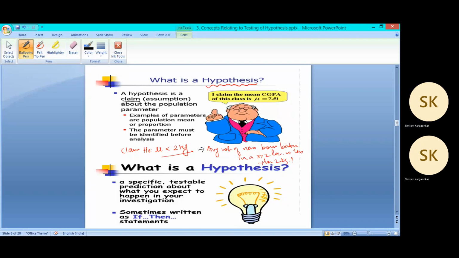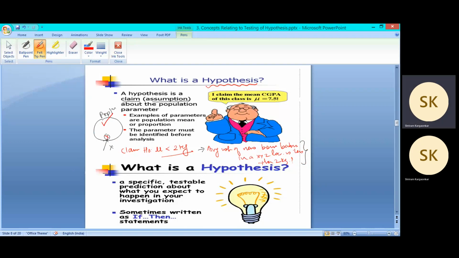So a hypothesis is nothing but a claim, an assumption made about the population. I am not talking about the sample. Please understand this. I am talking about the entire location, not any particular sample. So this claim is not for the sample, but for the entire population. That's why it is called a hypothesis.